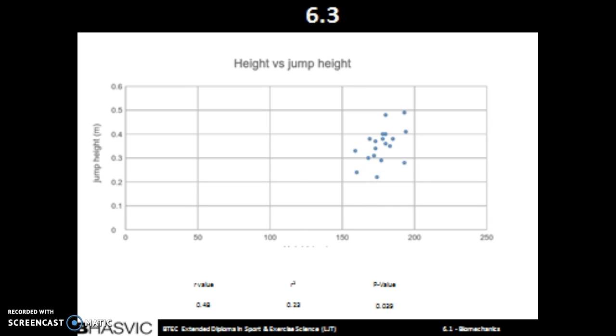This also has a p-value of 0.039, so this shows it's statistically significant as it's smaller than 0.05, and anything above that could be seen as luck. So the p-value is showing that there's a difference in them.